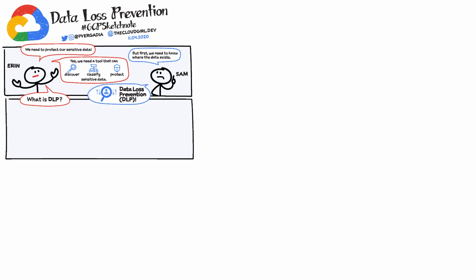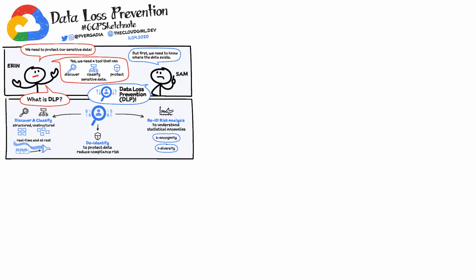Today's topic, data loss prevention. Aaron and Sam need to protect the sensitive data in their app, but first they need to know where this data exists and then classify and protect it. They are looking into data loss prevention, which helps discover and classify structured, unstructured data and batch and real-time data. Then it can de-identify that data to protect it and can show re-identification risk analysis to understand statistical anomalies.